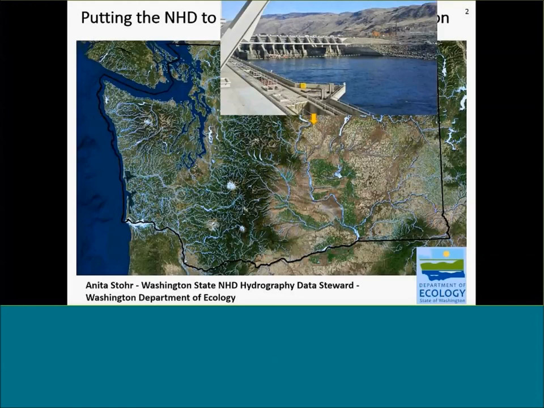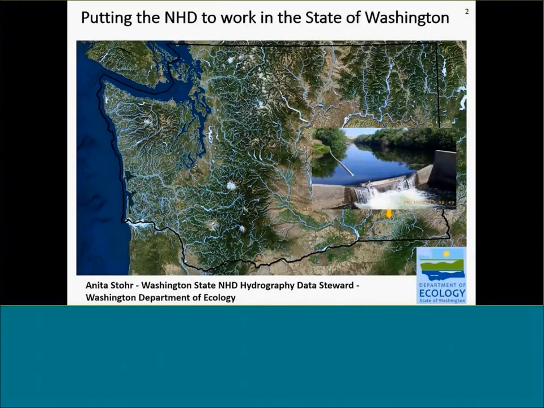So this is the Rocky Reach Dam on the Columbia River in eastern Washington. And we also have small dams that are monitored by our dam safety unit.